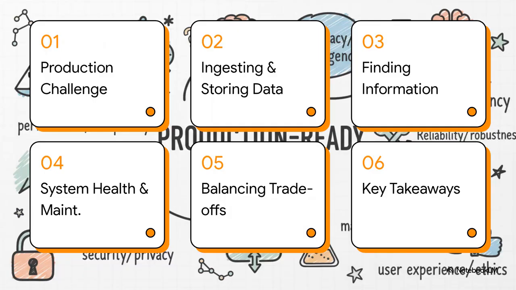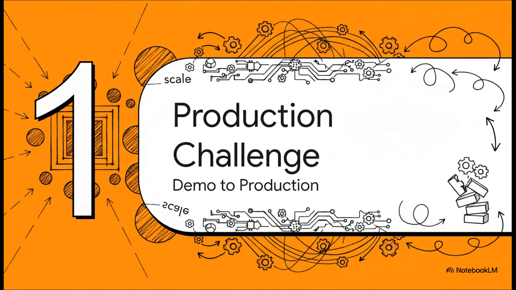All right, here's our game plan for today. We'll kick off with a big challenge of just going to production. Then we'll break down the pipeline piece by piece, getting data in, getting info out, and keeping the whole thing running smoothly. And trust me, we'll be talking a lot about balancing those tricky trade-offs that every architect needs to master. So, what exactly is this production challenge?